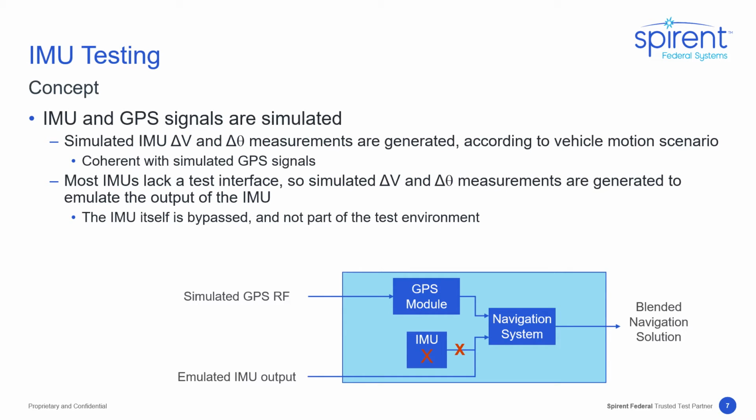In testing of systems that contain an IMU, both IMU and GPS signals are simulated. Simulated delta V and delta theta measurements are generated according to the vehicle motion in the scenario. These will be coherent with the simulated GPS signals. Due to the fact that most IMUs lack a test interface, simulated delta V and delta theta measurements are generated to emulate the output of the IMU. In practice, the IMU itself is completely bypassed and signals are directly fed into a navigation system, which will in turn create a blended navigation solution.